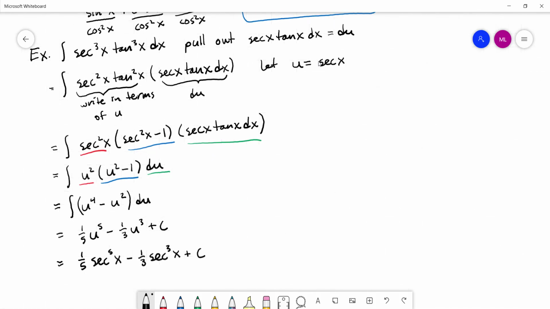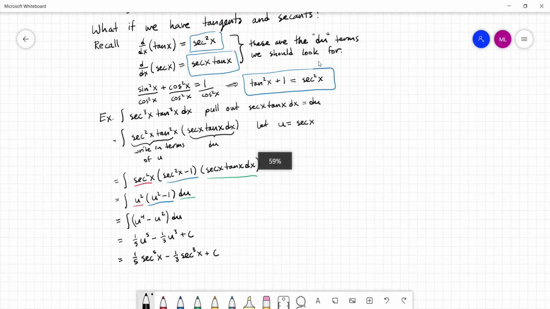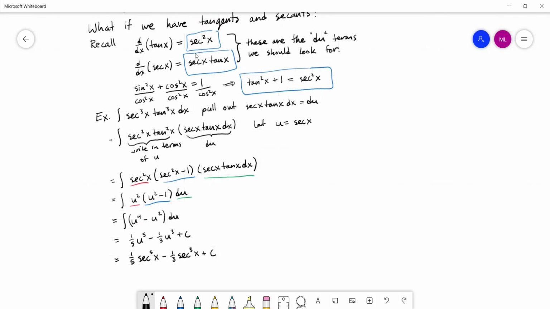So again, this was the thing that was better to pull out, secant x tangent x. This was the better du to pull out because it left us with even powers of both secant and tangent, which are much easier to switch into the other. So if we wanted to switch everything into secants, that's easy, as we did here. Or if we had wanted to switch everything into tangents, that would have been easy as well.